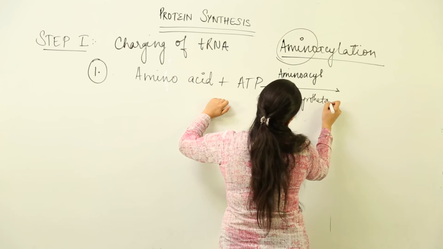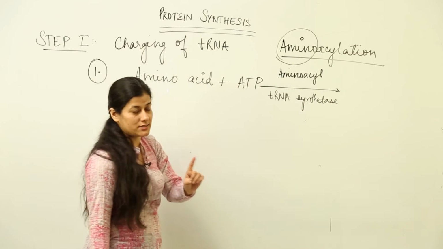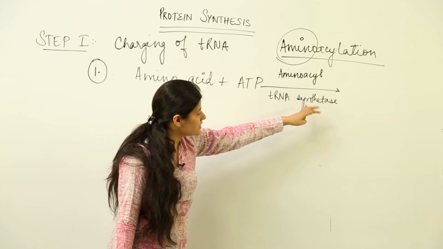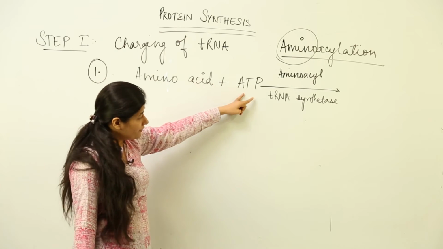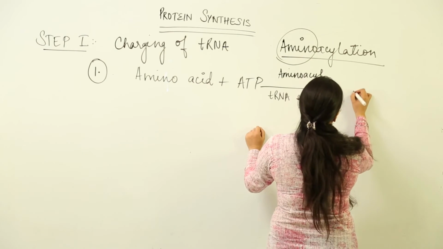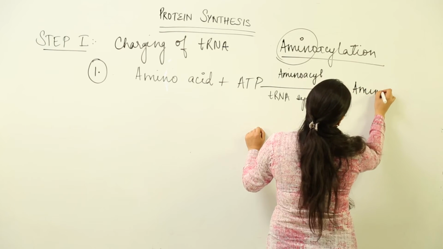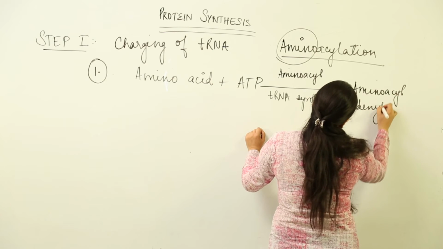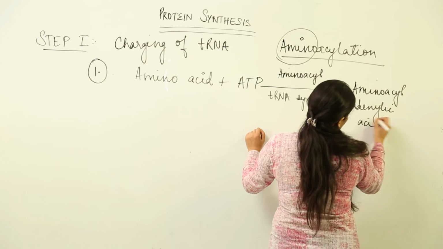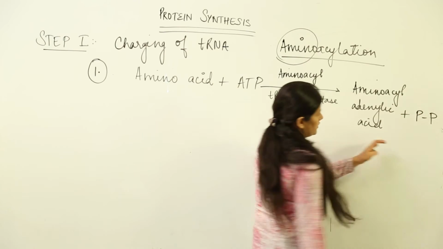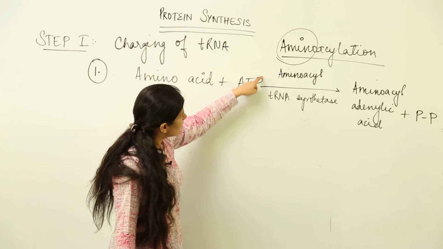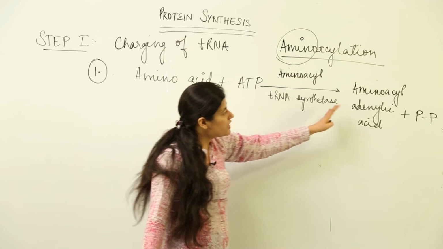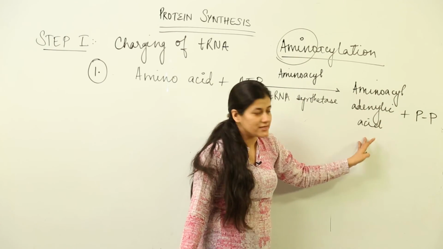This is a highly specific enzyme for each amino acid. So, it identifies which aminoacyl tRNA synthetase would combine with which amino acid. In the presence of ATP, it would give rise to aminoacyl adenylic acid. This is simple chemistry that is at your disposal, and 2 phosphates would be there. So, the ATP's adenine combines with the amino acid in the presence of this particular enzyme, and aminoacyl adenylic acid is being formed.